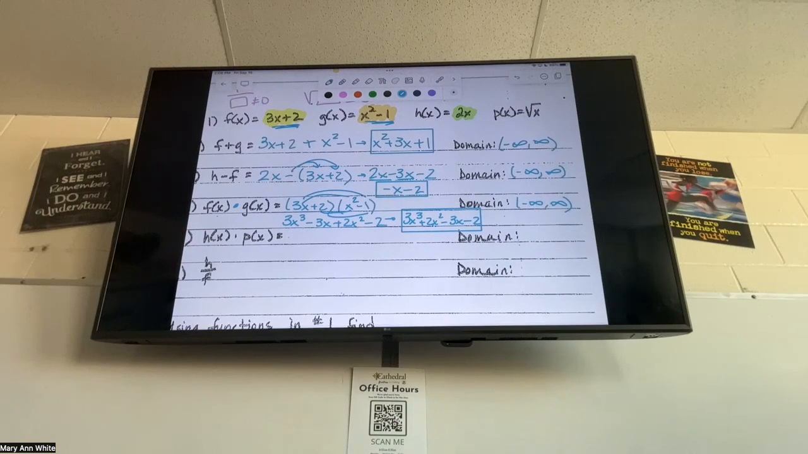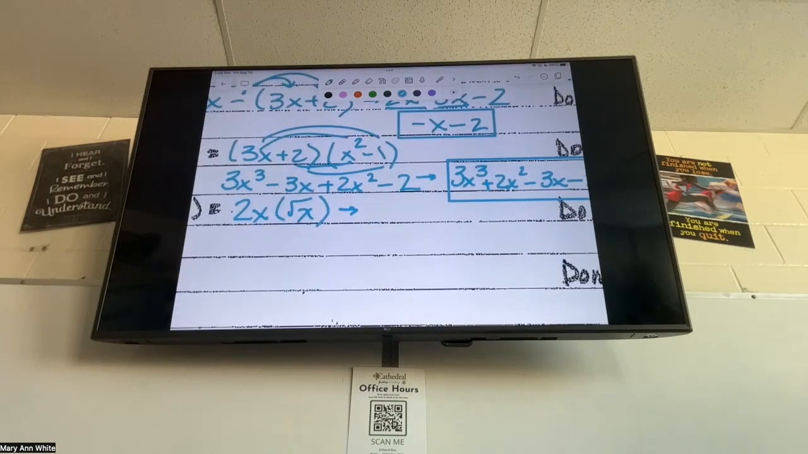Okay, the next one says h of x times p of x. So again, we're going to multiply them together. h of x was this 2x, and p of x we haven't even looked at yet. That's square root of x. So we're going to do 2x times square root of x. I cannot combine that anymore or get easier things multiplied together, so we can just leave it 2x square root of x.